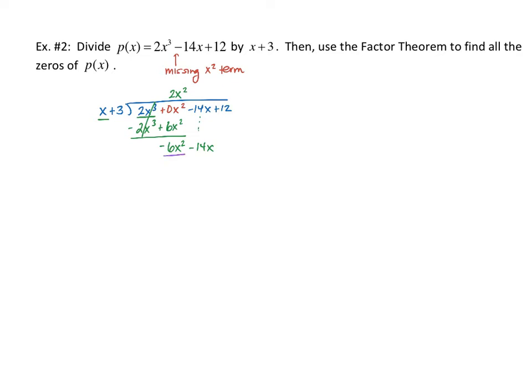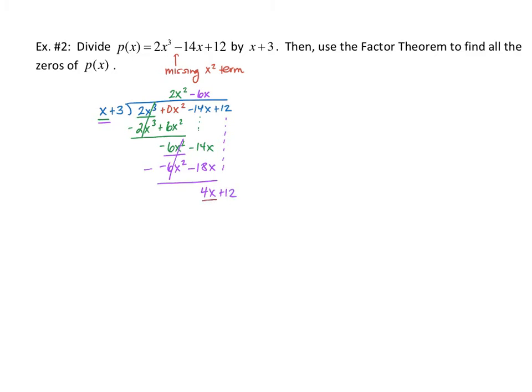So now we're going to take our negative 6x squared on the inside and divide by x on the outside. So negative 6x squared divided by x gives us a negative 6x. Then we multiply. Negative 6x times x is a negative 6x squared minus 18x. Be really careful with your signs on this subtraction step here. So negative 6 minus a negative 6, those terms cancel. When you have a negative 14x and you subtract a negative 18x, it's like adding 18x. So negative 14x plus 18x gives us a positive 4x. And then one last time, bring down our plus 12.